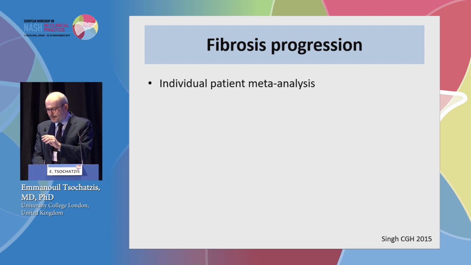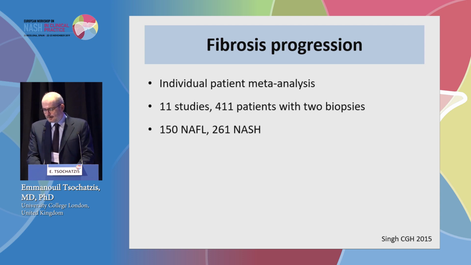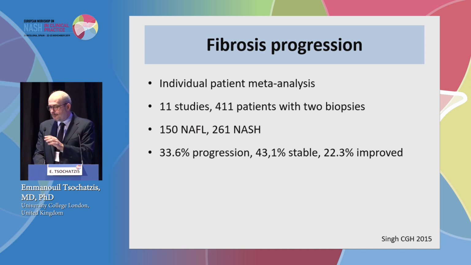This is an individual patient meta-analysis, and it included patients from 11 studies, and there were more than 400 patients who had 2 biopsies, but these were not protocol biopsies. So there was a selection bias in this study. Again, there were 150 patients with simple fatty liver and 260 with NASH. And you can see that the results are more or less similar. A third progressed, half remained stable, 25% improved.